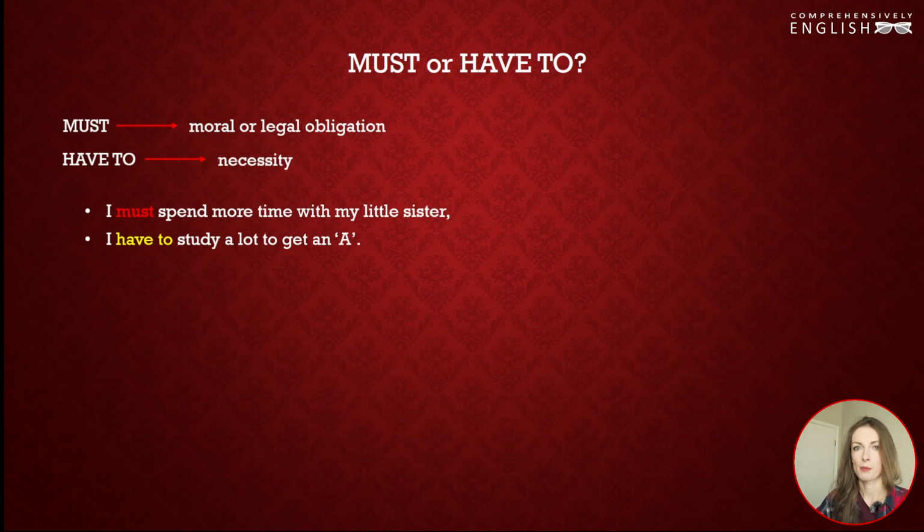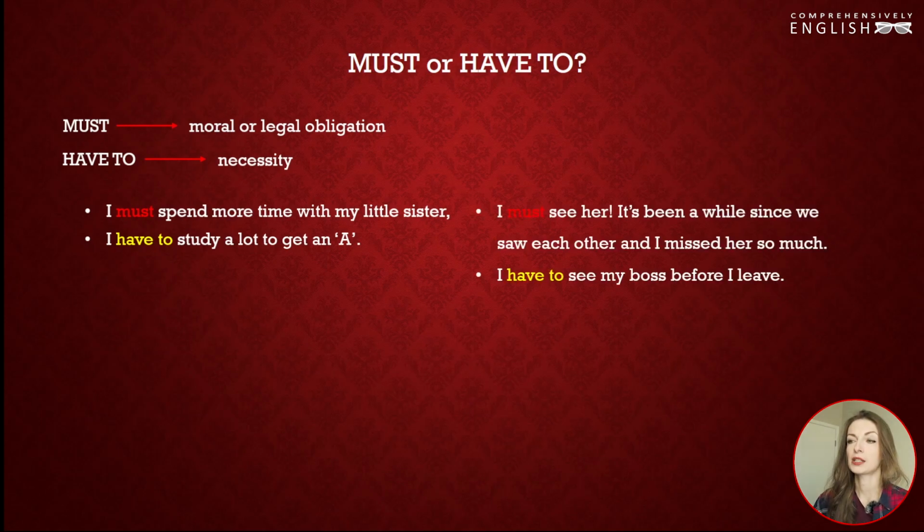Well, when you say I must do something, you understand that this obligation of yours is correct and it resonates with you. I must see her. It's been a while since we saw each other and I missed her so much. I want to see her. I have to see my boss before I leave. It is necessary. I don't want to, but it is necessary.